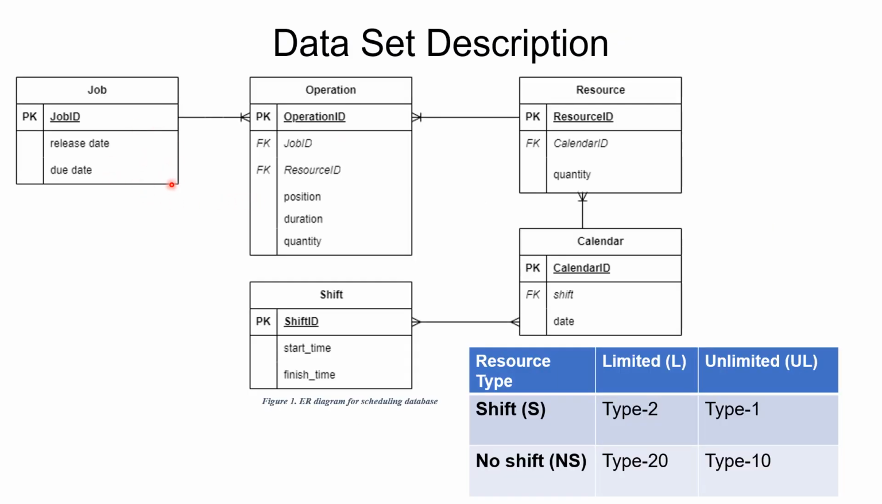Here is the dataset that we are working on. Each job has multiple operations to be performed. Each operation uses a resource. Each resource is available on a particular calendar, and each date in a calendar has shifts. Here we are working on four types of resources. Type 1 and type 2 are the resources that are available in shifts, and type 10 and type 20 are the resources that are available 24 hours.